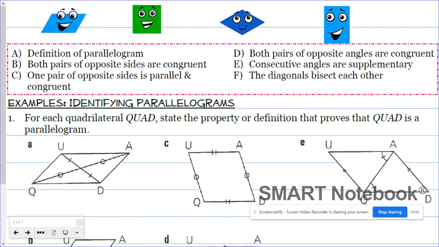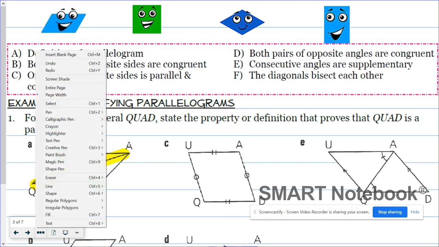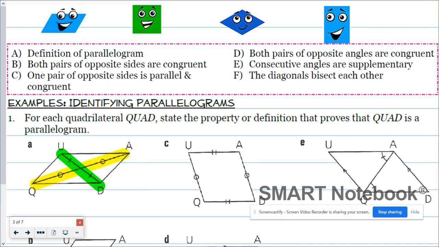Okay. So when I look at A, I see that this diagonal has been split into 2 congruent parts. I see the same thing in the other diagonal. So diagram A is a parallelogram, and it's a parallelogram because of reason F, the diagonals bisect each other.